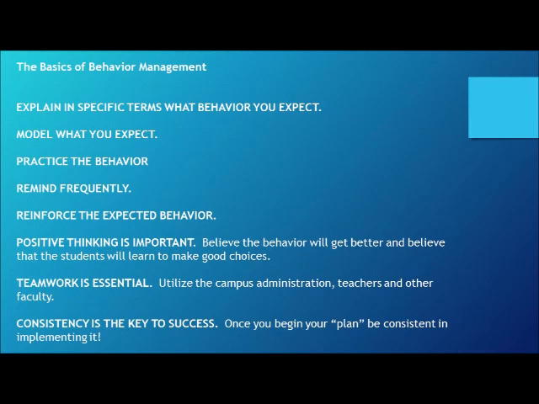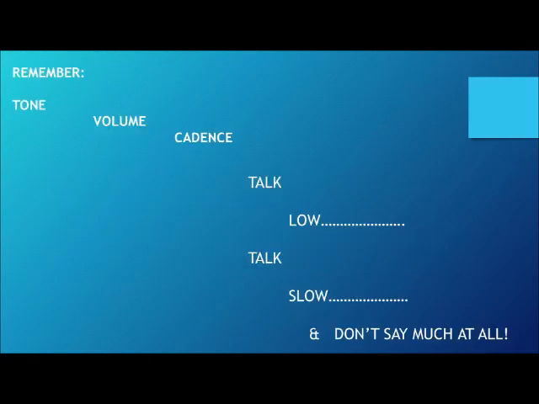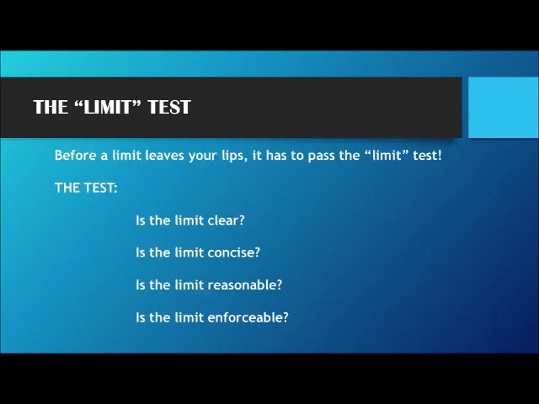Consistency is the key to success. Once you begin your plan, be consistent in implementing it. Three keys to success. One, stay calm no matter what. Two, give the child choices. And three, set limits and follow through with the consequences consistently. Remember, tone, volume, cadence. Talk low, talk slow. And don't say much at all.